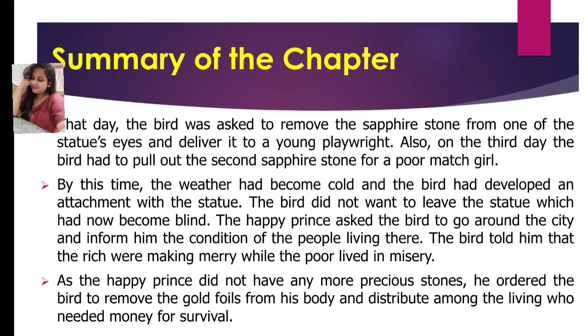By this time, the weather had become cold and the bird had developed an attachment with the statue. The bird did not want to leave the statue but had now become blind. The Happy Prince asked the bird to go around the city and inform him of the condition of the people living there. The bird told him that the rich were making merry while the poor lived in misery. As the prince did not have any more precious stones, he ordered the bird to remove the gold foils from his body and distribute them among the living who needed money for survival.